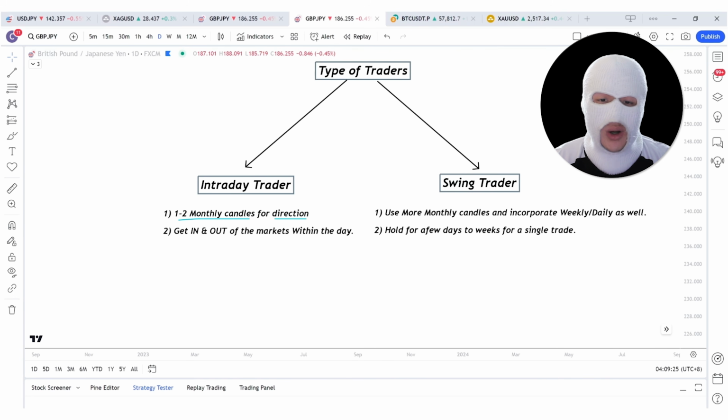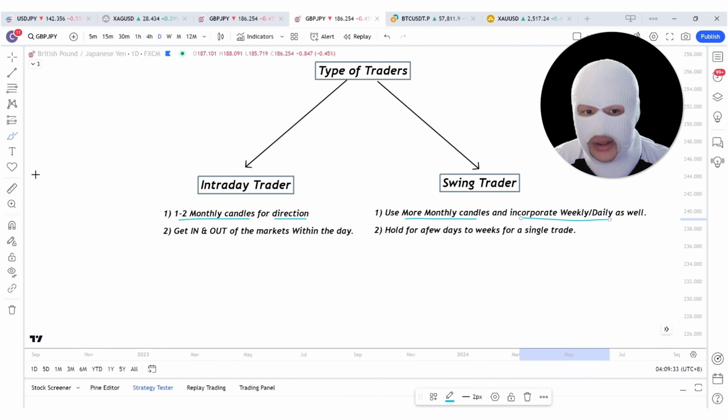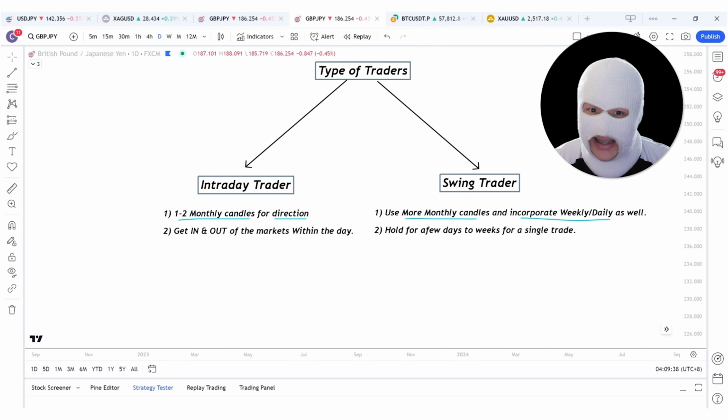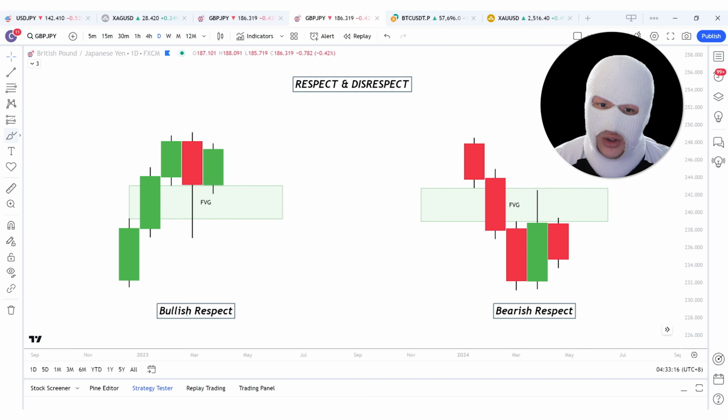Of course, if you want to become a swing trader, perfectly fine, go right ahead. It will be a little different for you in terms of what time frames and concepts you want to use. But the overall premise and ideas that are going to be shared in this video stay the exact same. So let's get right back into the charts.